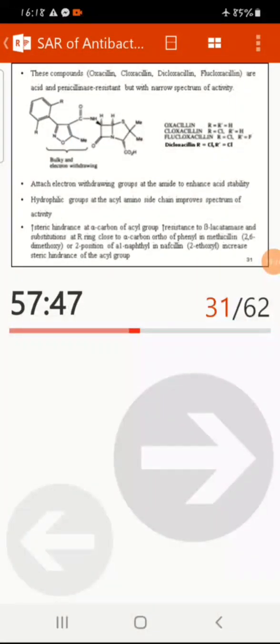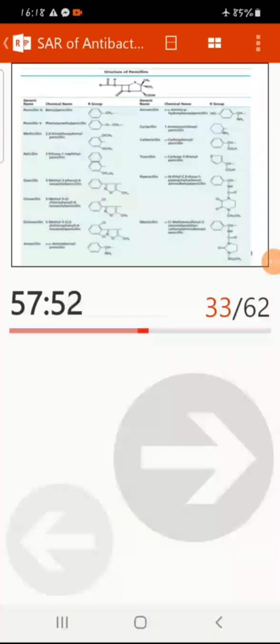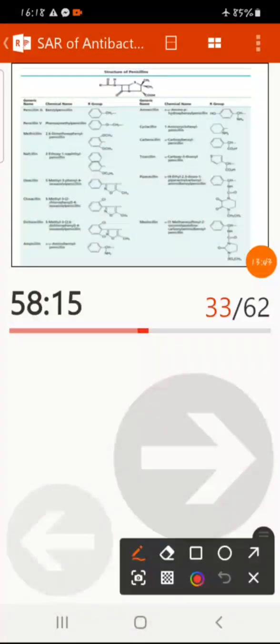These are some examples of compounds that are mentioned here. Also, let's see some important compounds. We have generic names and chemical names. This is the alpha carbon. Here we have the Ra group. For example, these are Ra groups for these compounds. Let's see whether they are acid stable, beta-lactamase stable, or with broad spectrum.